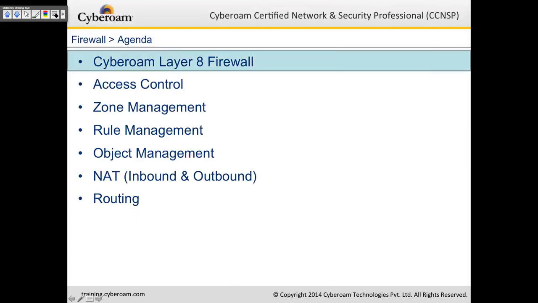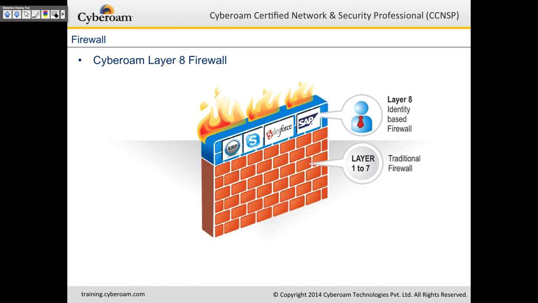So let's have a look at the Cyberoam Layer 8 firewalling technology. Cyberoam adds a virtual layer which we call the Layer 8, and it's a patent pending technology. Now it has got an identity-based firewall, and that's the technology which Cyberoam gives you in terms of Layer 8 firewalling. So apart from the traditional 7 layers, there is a virtual layer wherein we stamp the identity, and that's what we call Layer 8.